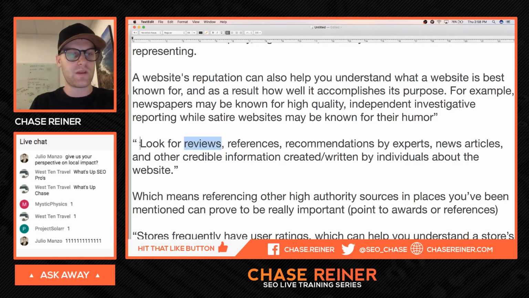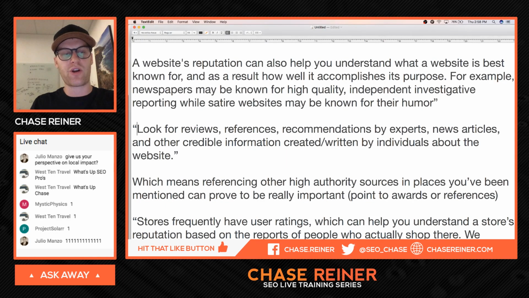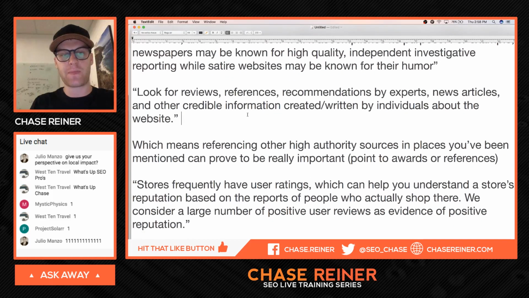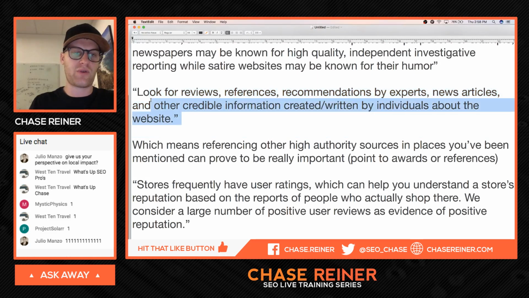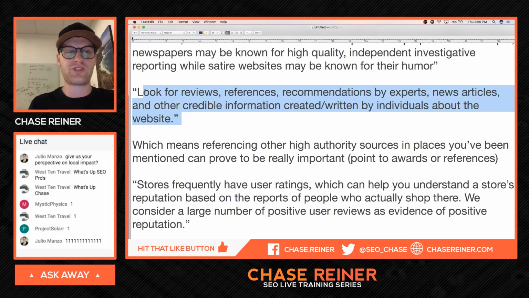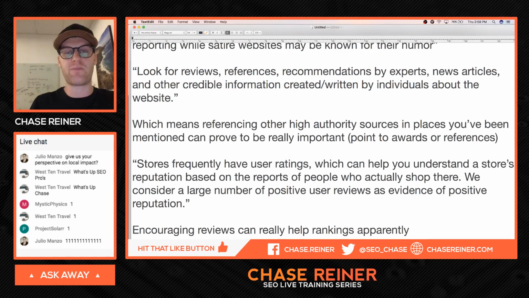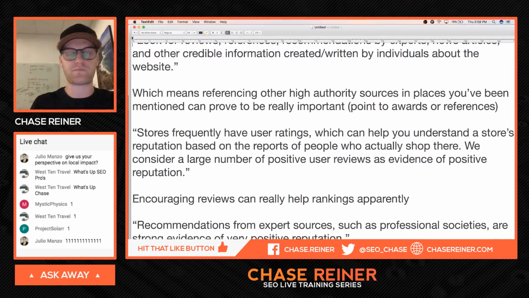Right on. All right, so next we got Google saying, look for reviews, references, recommendations by experts, news articles, and other credible information written by individuals about the website. So this just has to do with what they're asking their page quality raters to look for, but obviously having citations, sources, links, whatever you want to call it, is helpful to decipher whether or not content, pages, or sites are authoritative, know what they're talking about, and have other people recommending their stuff.